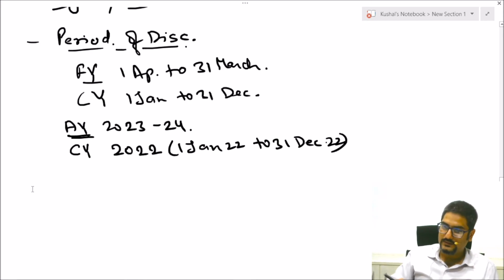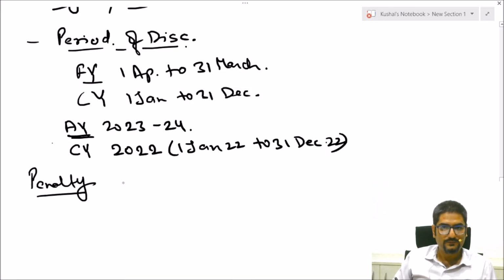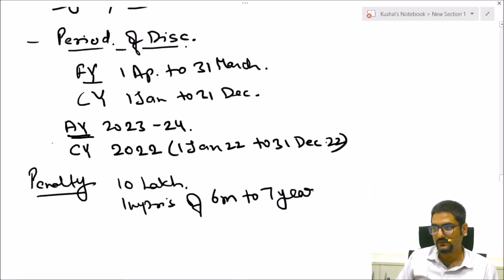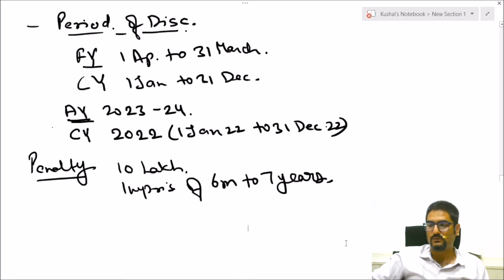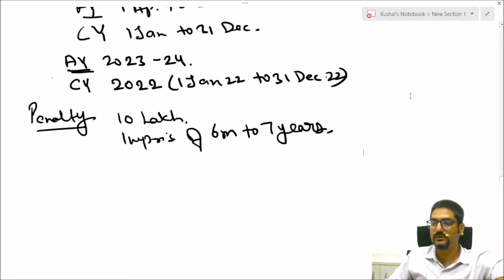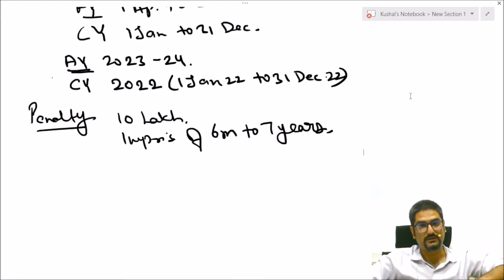Now, what are the consequences? What is the penalty applicable if you fail to report, or misreport, or if you have not reported in the correct manner, or there is a fault in the reporting? There is a penalty of rupees 10 lakh as per the Black Money Act, and there is an imprisonment of 6 months to 7 years. So the consequences are rigorous.